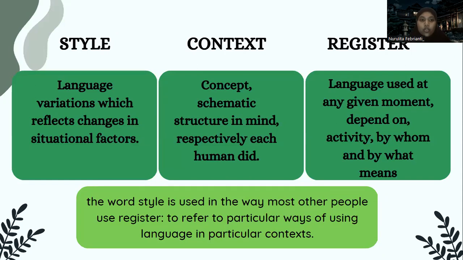Okay, from that we know that style is language variation which reflects changes in situational factors. Context is a concept, a semantic structure in mind, which each human has, and register is language used at any given moment, depending on the activity, by whom and by what means. So the three of them have a relation to one another. The word style is used in the way most other people use register, to refer to particular ways of using language in a particular context.